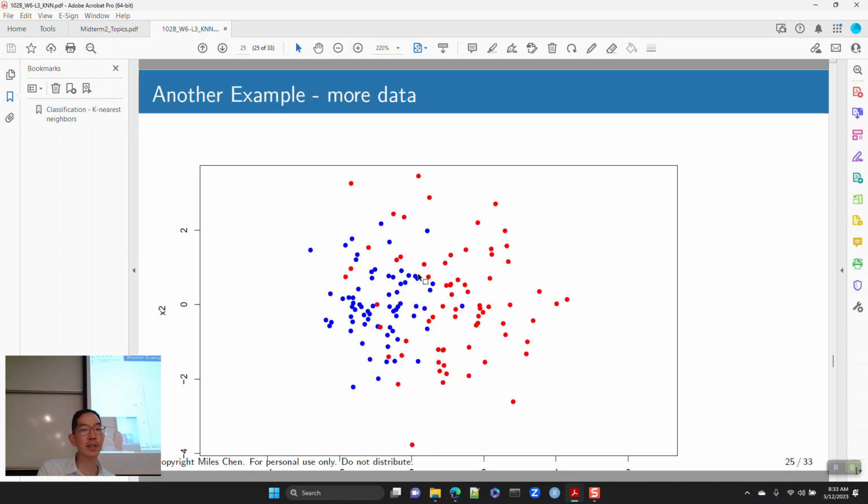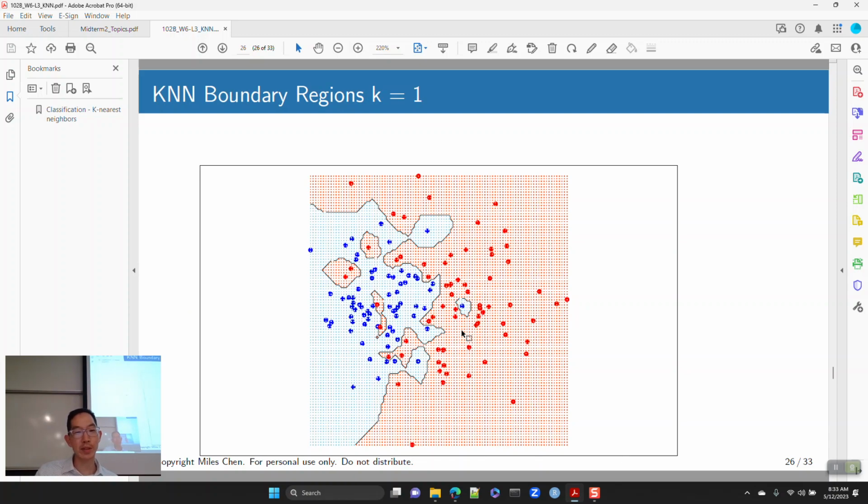Similar kind of thing, but now I have more data drawn. Here the red and the blue are a little bit more mixed. If you did k equal to 1, every single dot will not get misclassified, and you get these weird shapes. You get these enclaves and exclaves.